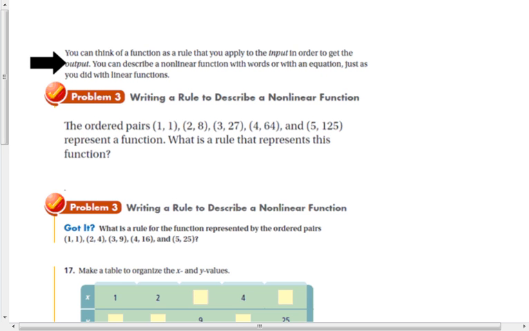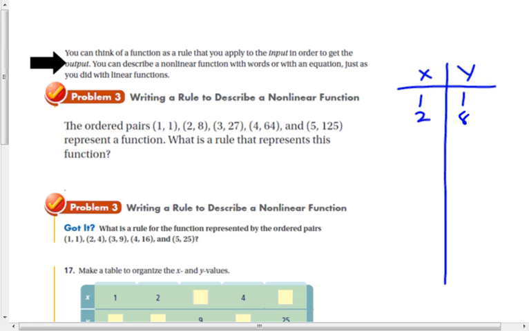All right, problem 3, writing a rule to describe a nonlinear function. In this, we're just going to kind of have to guess a little bit and think about what we know about numbers. But check out these numbers, and I'm just going to write them in a table so we can analyze them a little closer. So we have 1, 1, 2, 8, 3, 27, 4, 64, 5, 125. And if we knew what the pattern was, we could guess what the 6th one is.